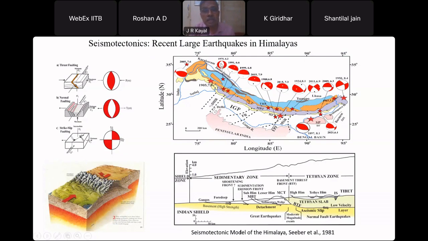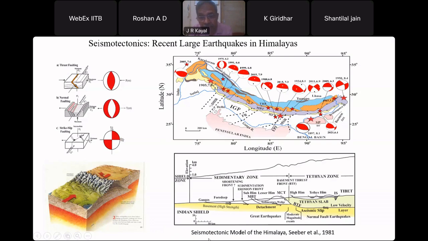With a few exceptions, here is one normal faulting, much further north of the MCT. And here, the 1950 earthquake was by strike slip faulting. But mostly they are thrust faulting, because it is understandable that at the collision zone of the Himalaya there is compressional stress, and that causes mostly thrust faulting earthquakes. If you look at this tectonic model given by Seeber et al. in 1981, it says that the Indian plate is gently dipping below the Himalayan wedge.